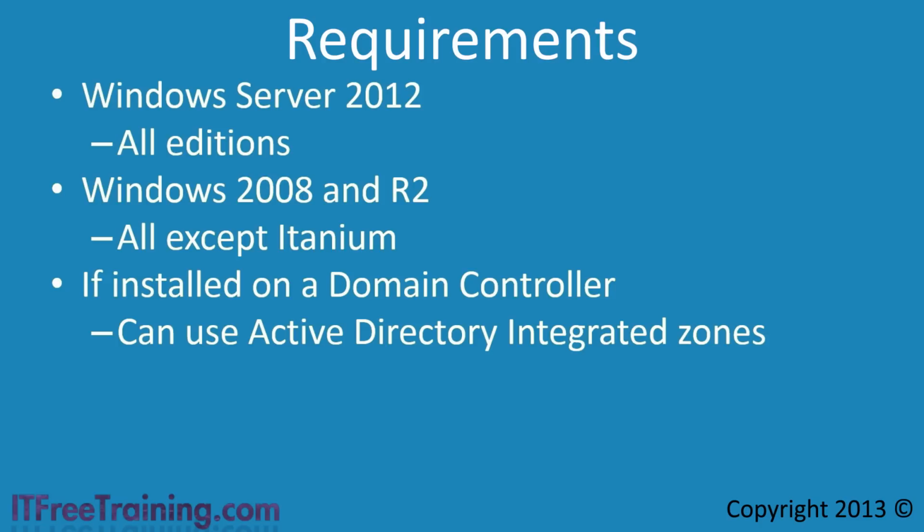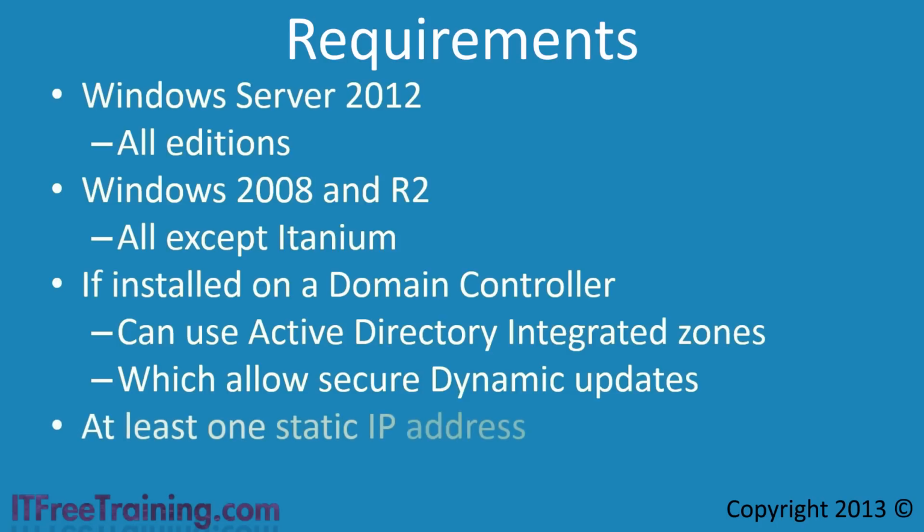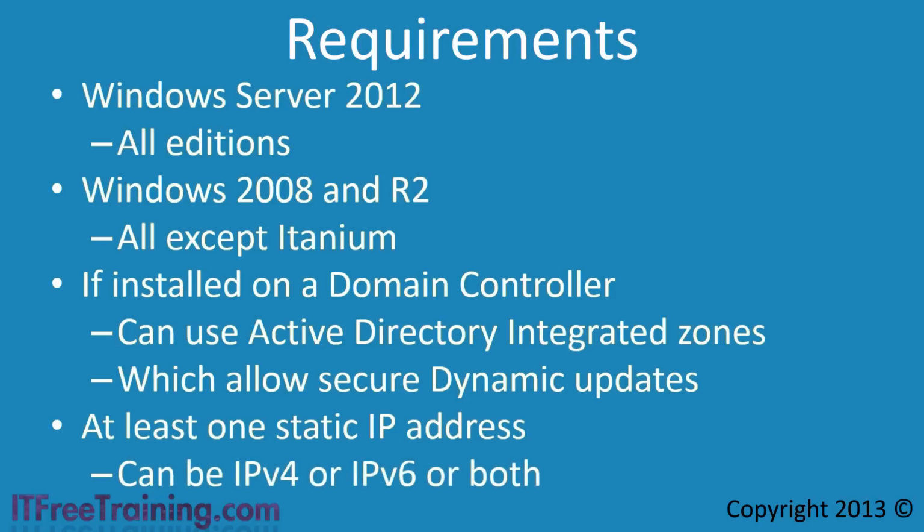The most noticeable is that it allows the client to use secure dynamic updates, assuming they are part of the domain. The last requirement that you need to meet is the server you decide to install DNS on needs at least one static IP address. The static IP address can be either IPv4 or IPv6, or both. As long as the server has one static IP address configured on one of the network adapters, DNS can be installed.